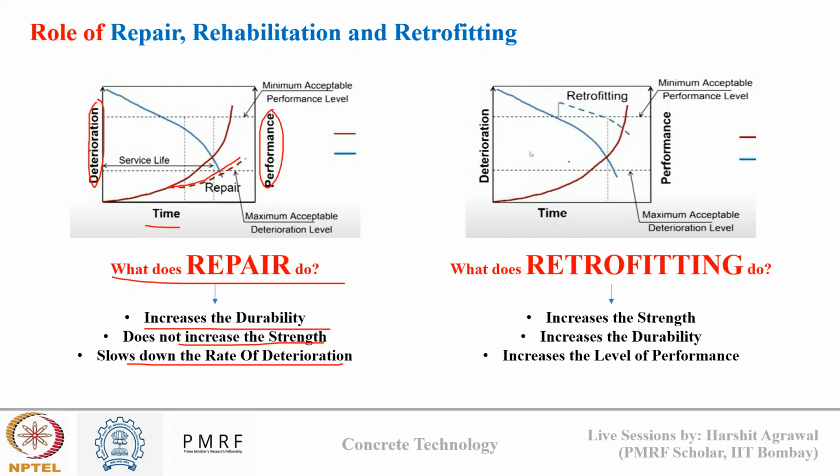And what does retrofitting do? So in retrofitting, we are increasing the strength of concrete. Like we discussed, from 70 to 100 MPa we are going. So we are increasing the performance of the concrete. Okay. When we increase the performance, we in turn increase the durability of concrete, and thus we increase the life of concrete. Okay. So this is the use of retrofitting.